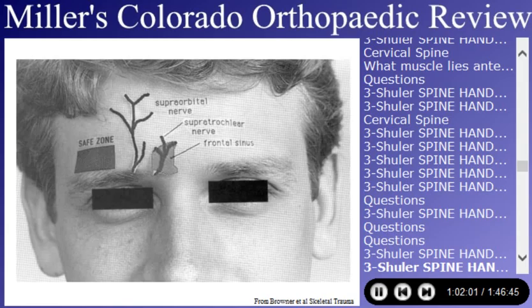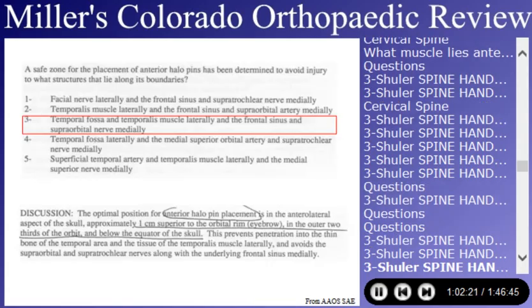Next structure going medial, supraorbital nerve. Next structure over the frontal sinus is the supratrochlear nerve. One of the questions they like to do also: if you draw a line from midline over to this zone, it's 4.5 centimeters. From midline to the safe zone, 4.5 centimeters. The safe zone for placement of anterior halo pins has been determined to avoid injury to structures that lie along its boundaries: temporal fossa, temporalis muscle laterally, frontal sinus, supraorbital nerve medially.